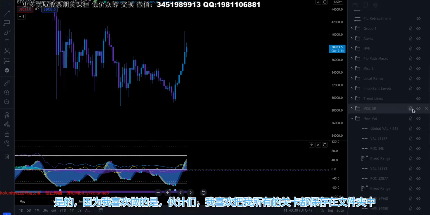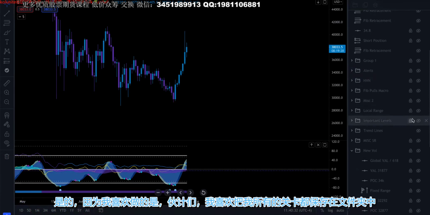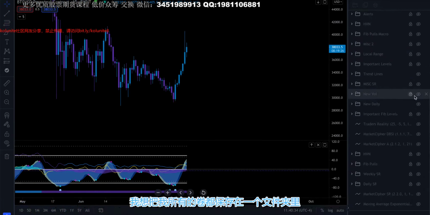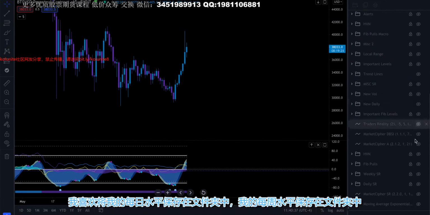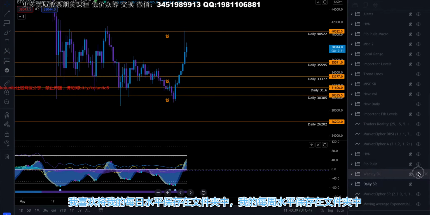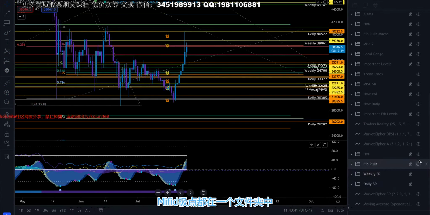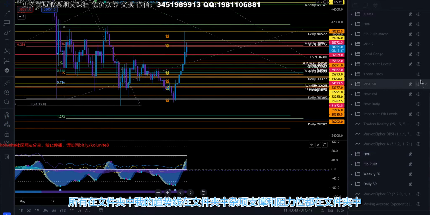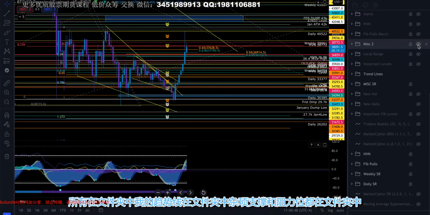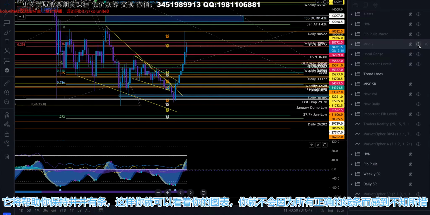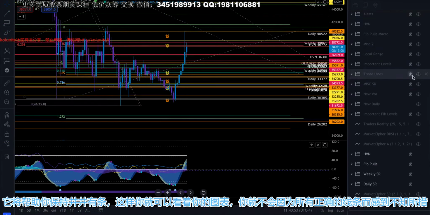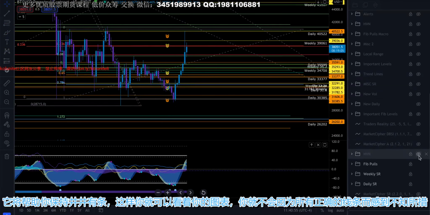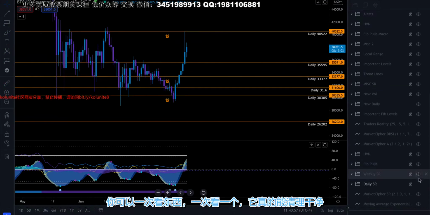Because what I like to do, guys, is keep all my levels in folders. I like to keep all my volume in a folder. I like to keep my daily levels in a folder, my weekly levels in a folder, my fib pulls all in a folder, my high volume nodes all in a folder, my trend lines all in a folder, miscellaneous support and resistance levels all in folders, right? It will help you stay organized so that you can look at your chart and you don't feel overwhelmed with all the lines. You can just look at things one at a time. It really cleans things up.